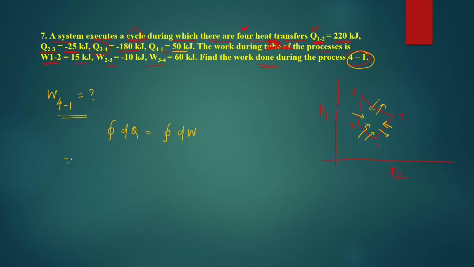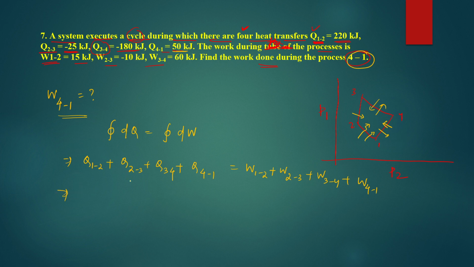That simply means I can write down Q12 plus Q23 plus Q34 plus Q421 should be equal to W12 plus W23 plus W34 plus W421, okay? So all the terms are given to us.